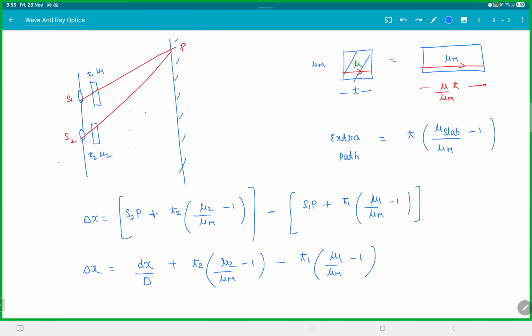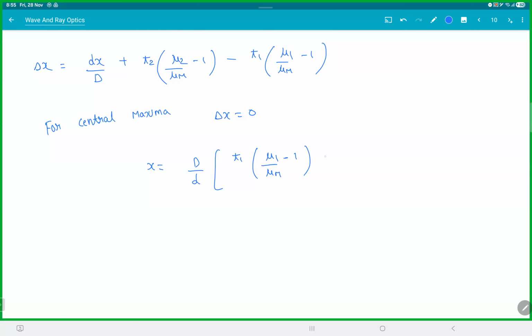But if you just try to remember the final result, then you will not understand what the hell is happening if I change something. Mu2 by mu medium minus 1. What is this? This is the shift of central maxima. So whenever you keep a slab in front of it, the whole pattern will shift. Clear with this? Fringe width will not change.